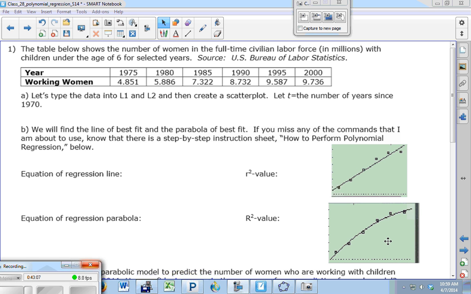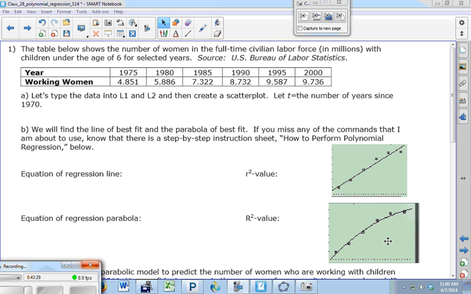So first you look at this data. If I didn't have the pictures there for you, what might be your first comment on the trend that's happening here? What would be your first comment? It's increasing. Over time, the number of women in the labor force has been increasing from 1975 to 2000.